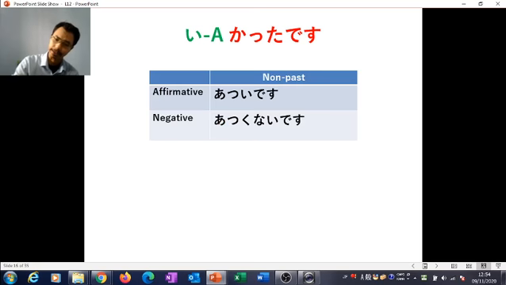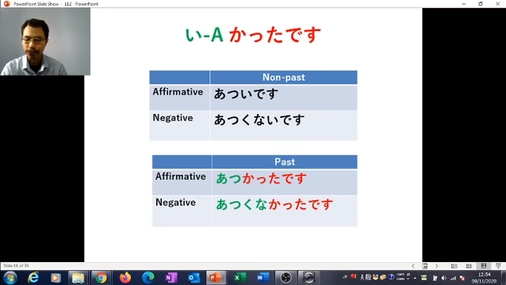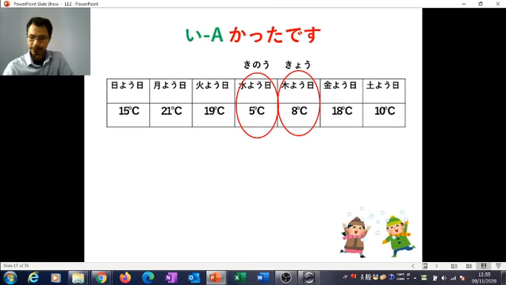Alright, negative one. So to summarize what we did in the second grammar, this is the original word. Let's say for i adjective, atsui desu, atsukunai. Positive and negative. In order to change into negative in past tense, you need to put katta after the word, and without the character i. Do not forget to remove the character i.